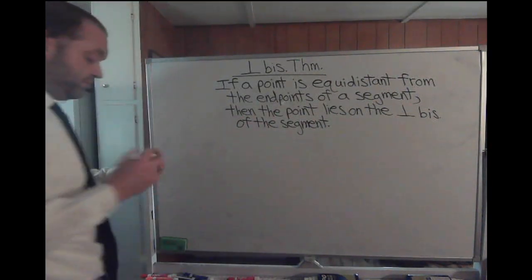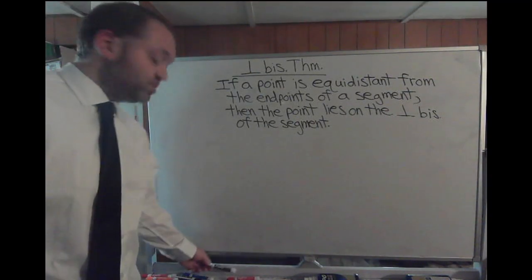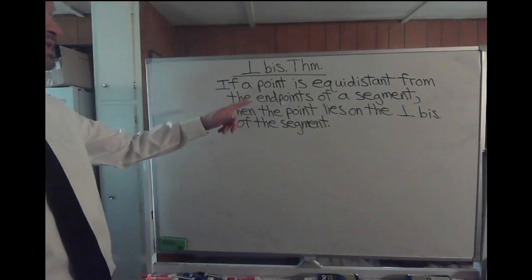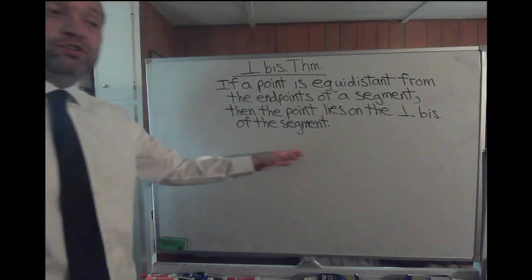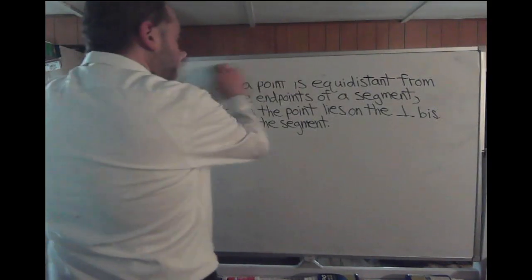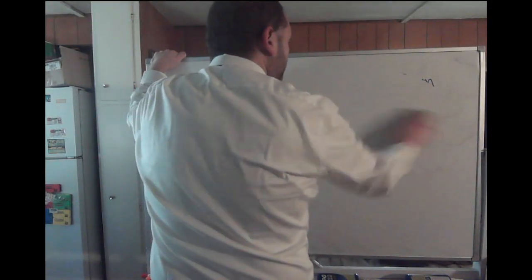So we had the first theorem of the angle bisector theorem. Now we have part two, which is simply the converse. This states that if a point is equidistant from the endpoints of a segment, then that point lies on the perpendicular bisector of the segment. So we'll get into a proof with that real quick. See what we got here.